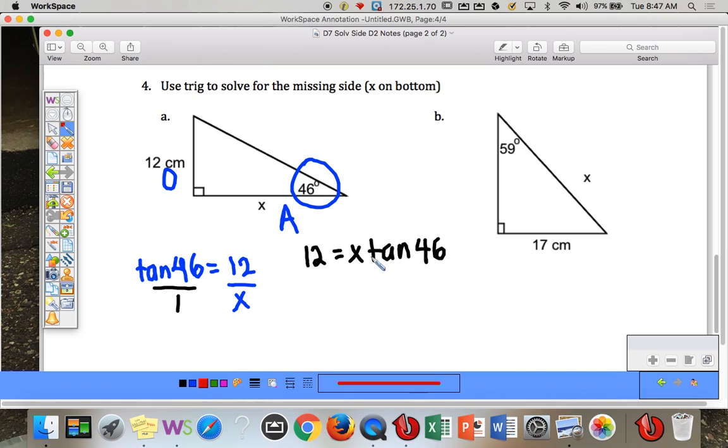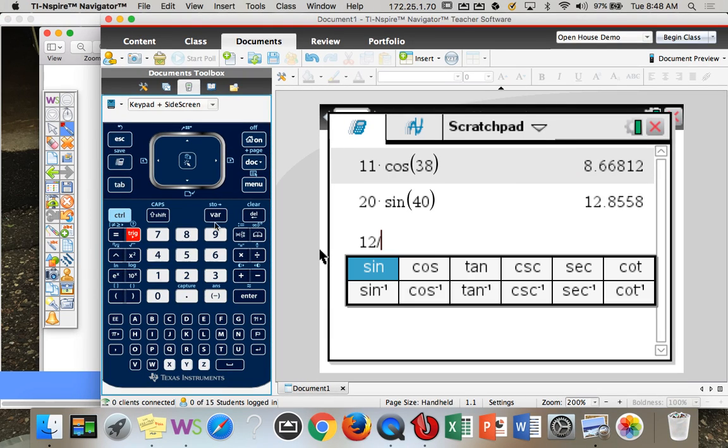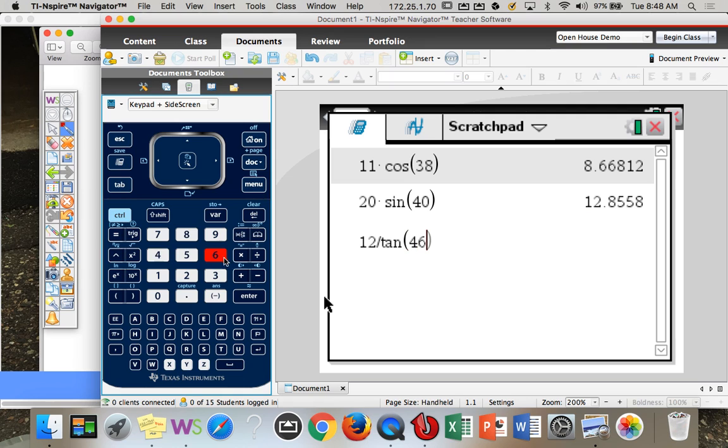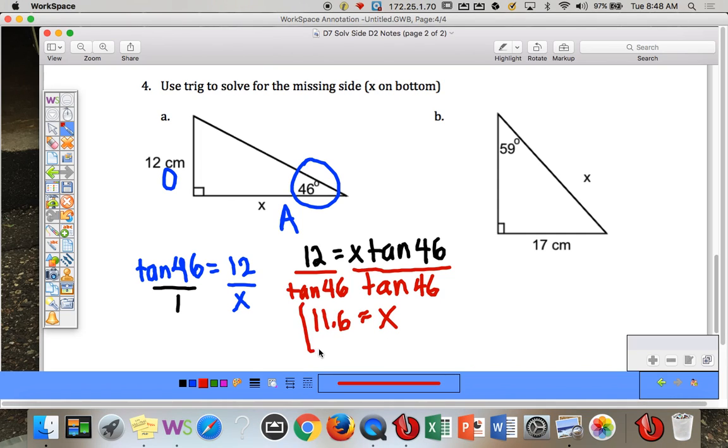Now x is not by itself. To get x by itself, we're going to get rid of the tangent of 46 by dividing. It's being multiplied, so we divide by tangent of 46. That's what we put into our calculator. So we have 12 divided by tangent of 46, and we get 11.588, so about 11.6. So x is about 11.6 for that side length. All right, let's try the next one.